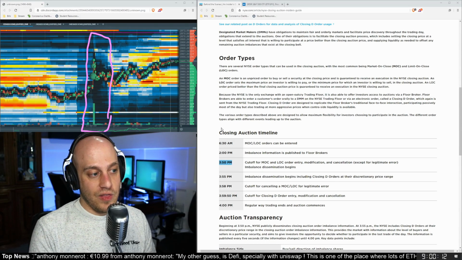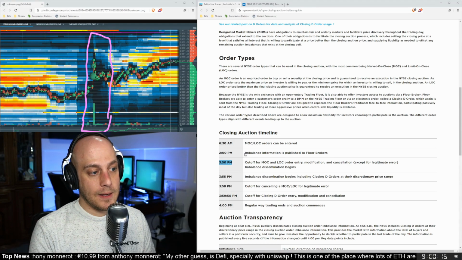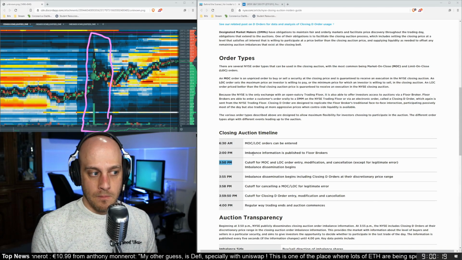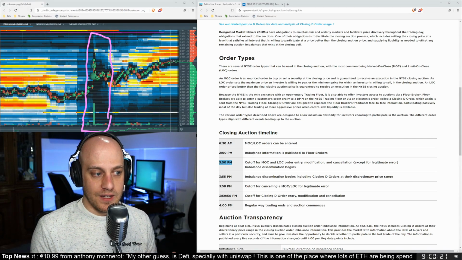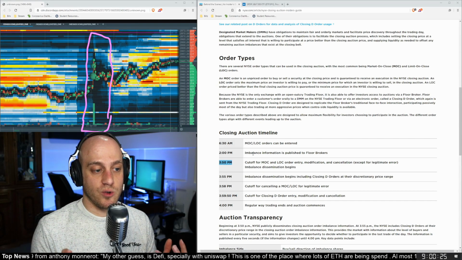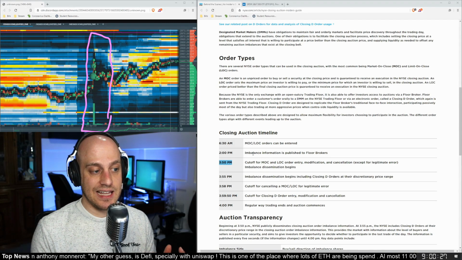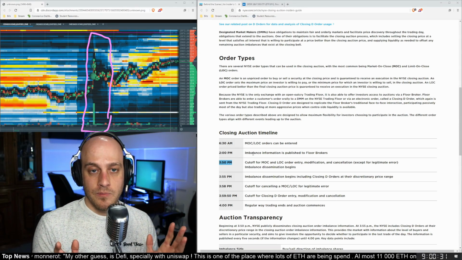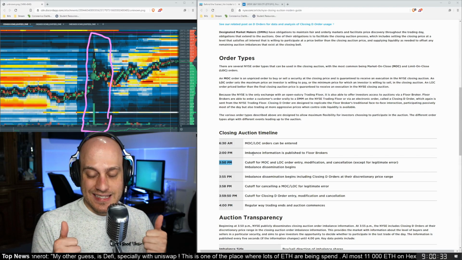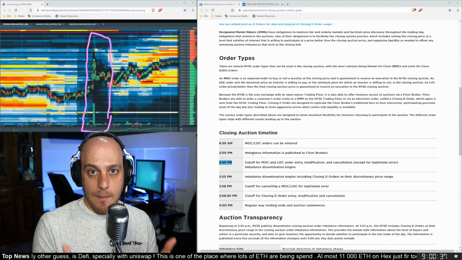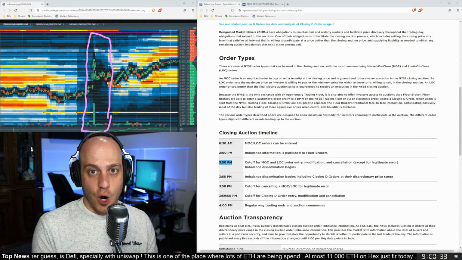And then down here, they have a timeline. So at 2 o'clock, imbalance information is published to floor brokers. Then at 3:50, the cutoff for market on close and limit on close order entry, modification, and cancellation, imbalance dissemination begins, except for legitimate errors. All right. So what is happening is at 3:50, it is basically a news release where information about the market imbalances going into the close is released.